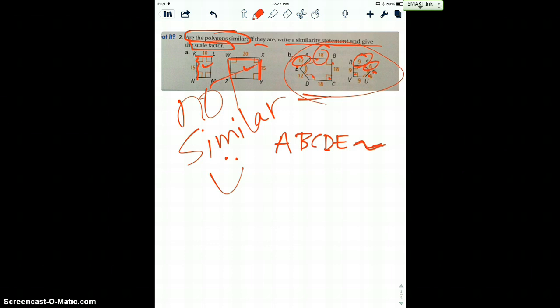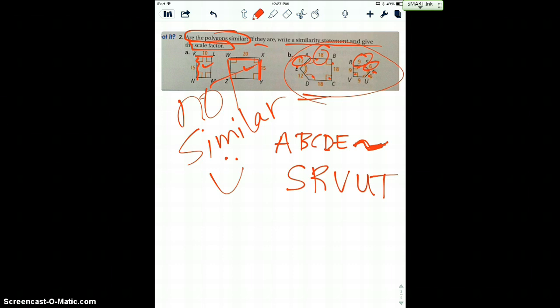When I do this, I like to just look at the angles. So A corresponds with which angle over here? S. Then I go to B, which is 90 degrees, so I'm going to go to R. And then I go to C, which corresponds with V. Then I go to D, which corresponds with U. And then I go to E, which corresponds to T. So I have SRVUT is similar to ABCDE.